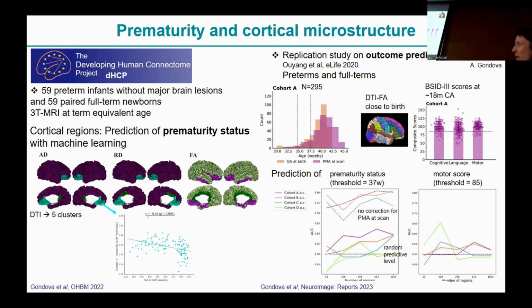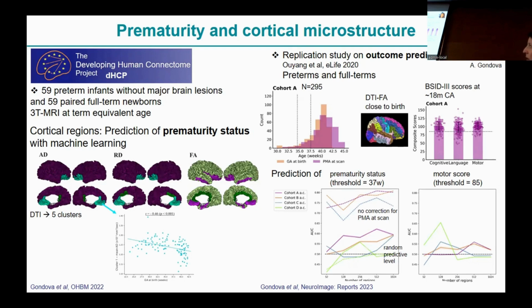Then we tried with Andrea to see whether we can go one step further and use these early measures of microstructure to predict the outcome of the baby. Again, it's the DHCP cohort, and she used the scan very close to birth with a quite large cohort of almost 300 babies. She used only the measure of anisotropy in the cortex to try to predict the outcome score of the baby that Serena described already.